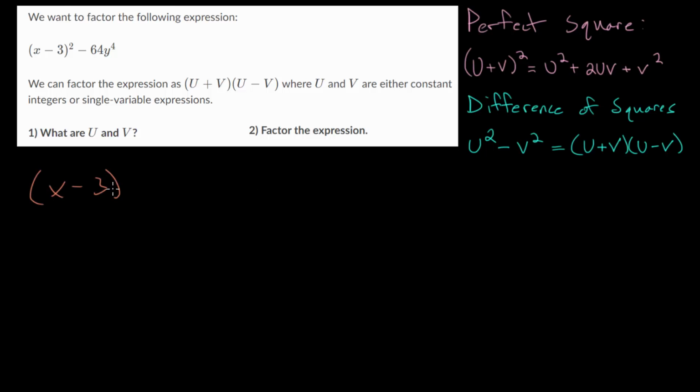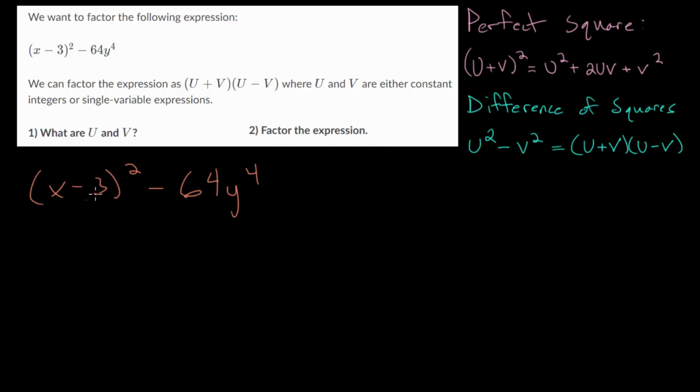We have (x − 3)² − 64y⁴. And this problem tells us that we can factor the expression as (u + v)(u − v), which you might recognize is our difference of squares. Notice we have some term squared, and we're subtracting some other term that can also be written as a square, since 64 is really just 8 squared, and y⁴ is really just (y²)². So to answer this problem, we just need to recognize what u and v are from our formula, and then actually factor the expression.